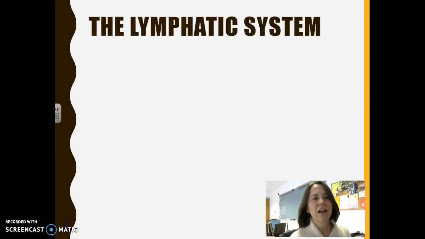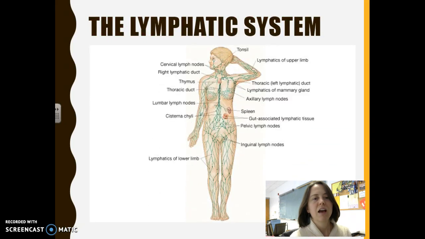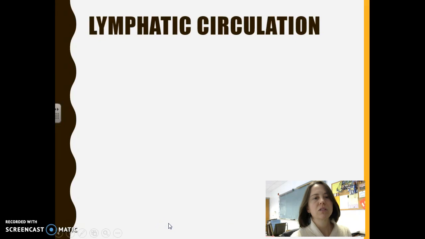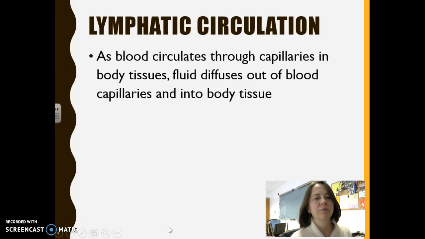So let's take a look at the lymphatic system. As you can see with all these green lines, there are lymphatic vessels, and then the dots are lymph nodes all throughout the body, and you do have some concentration of lymph nodes in certain areas. So let's talk about lymphatic circulation.